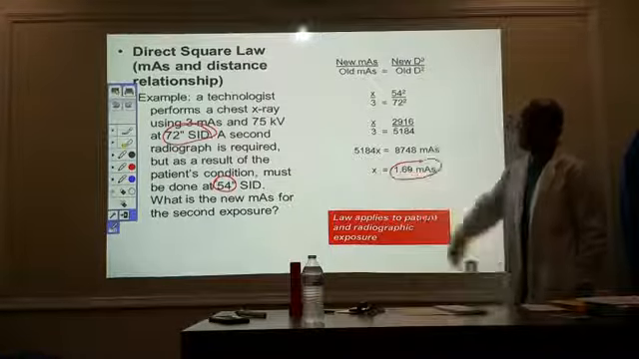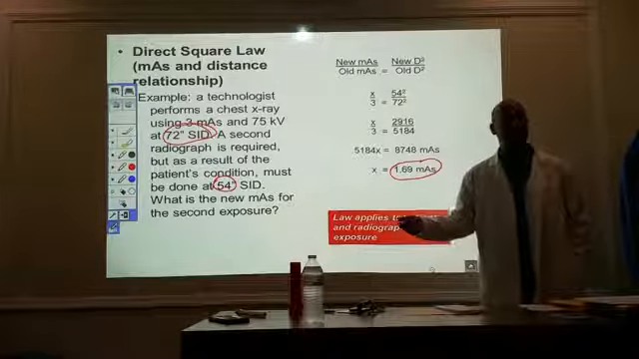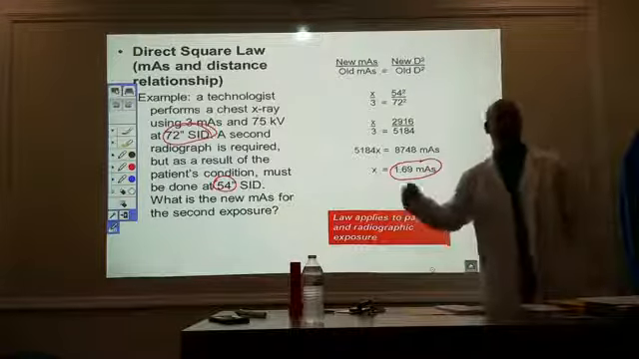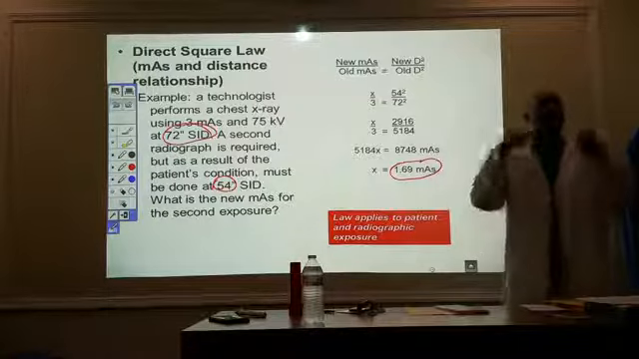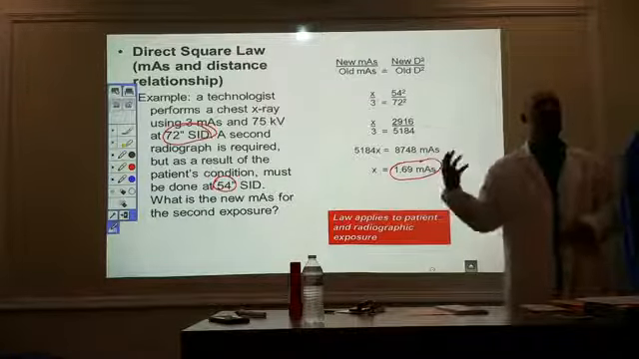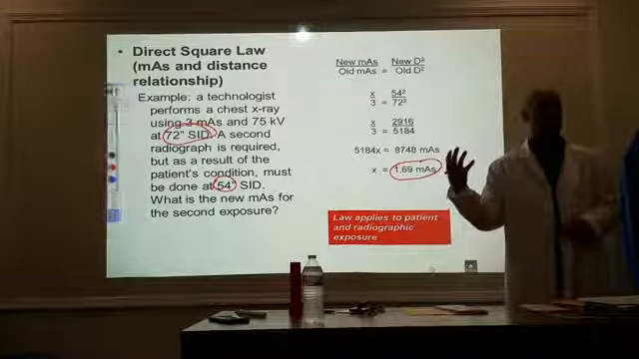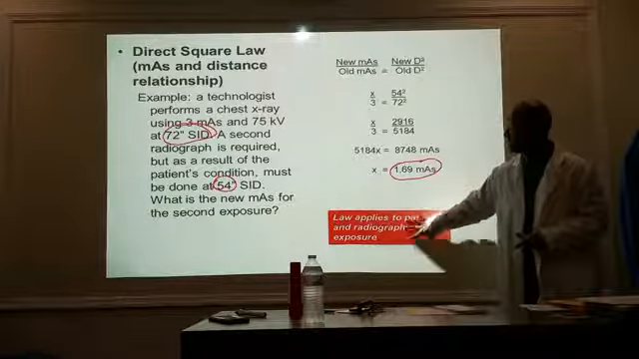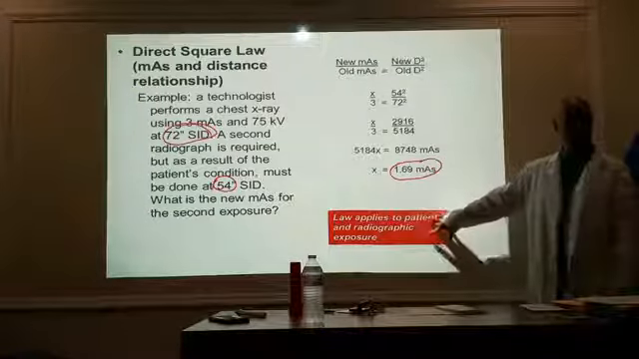1.7 mass. Makes sense, right? I'm closer, so my technical factors should be less. This applies to the living, or the object being X-rayed. This applies to the living. So if you get questions like this, try to determine, is it a patient that's being exposed, or am I just trying to determine the amount of radiation that's coming from the source? This applies to the living.